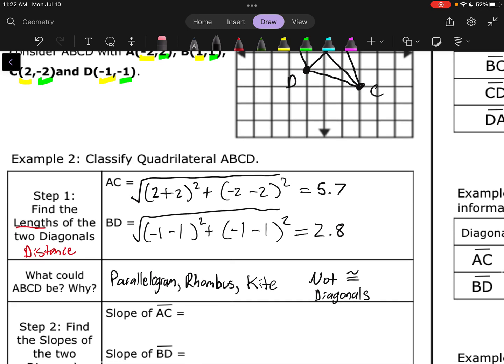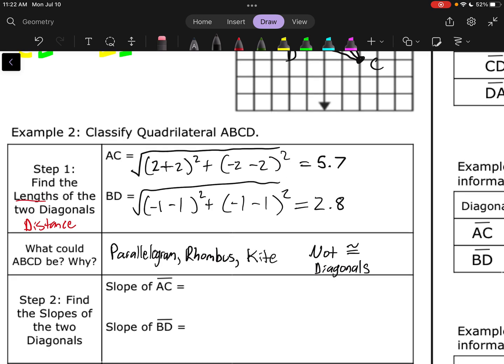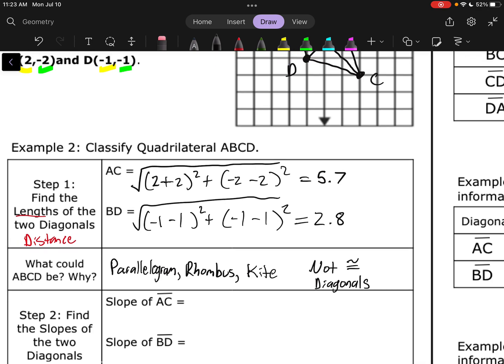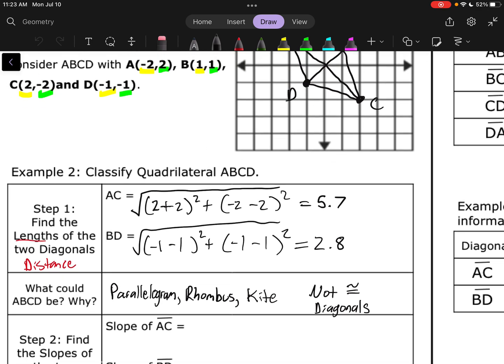Okay, so now we're going to check out the slopes of the two diagonals. Now, the reason that we're checking out the slopes is because we want to see if these lines are perpendicular or not. Because if they're perpendicular, they got the right angles, and that's going to eliminate some options. So find the slopes of the two diagonals. Okay, so slope of AC. Remember, slope formula is y2 minus y1 over x2 minus x1. So this should be -2 minus 2 over 2 minus -2, or 2 plus 2. So -2 minus 2 is -4. 2 plus 2 is 4. -4 over 4 is -1.